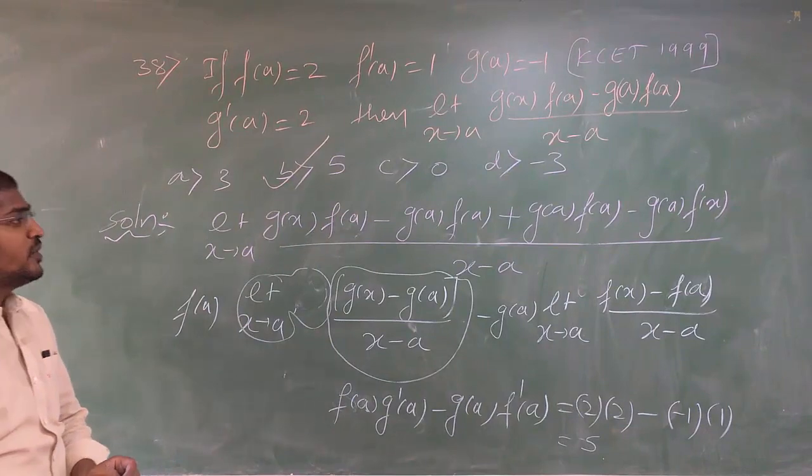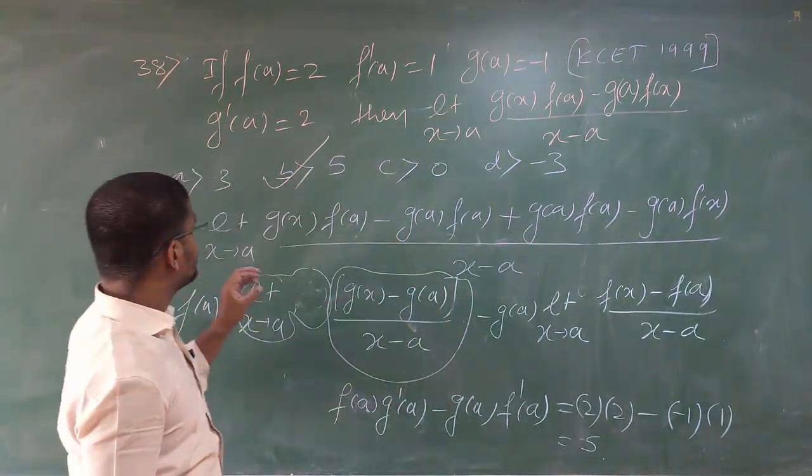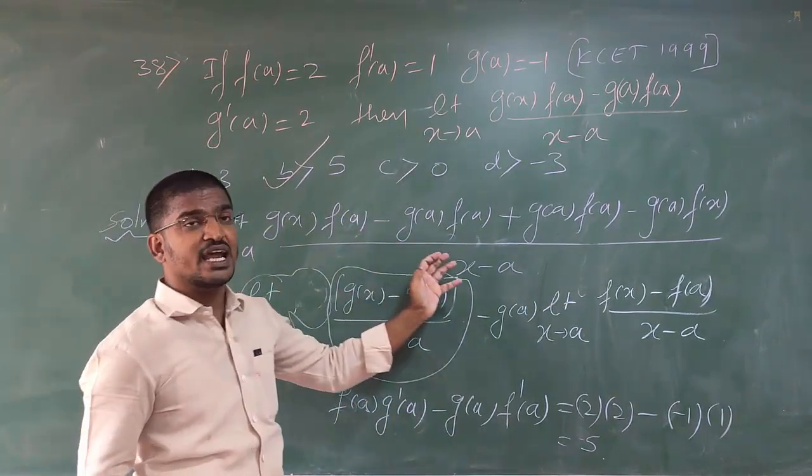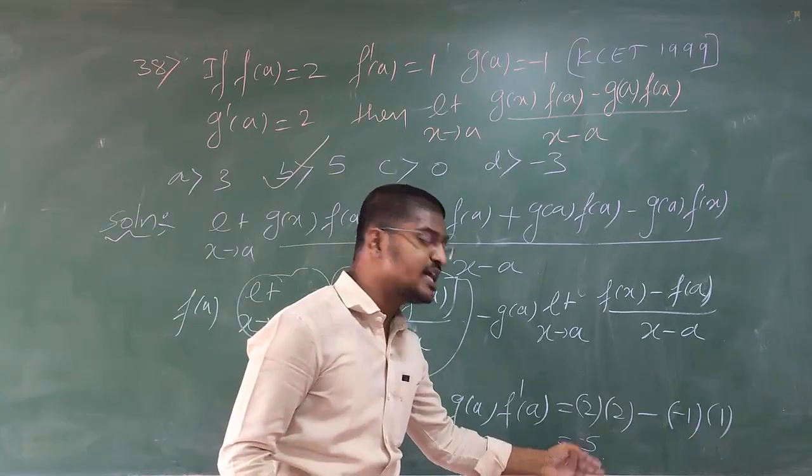Clear? So make sure that subtracting and adding is correct. After that, applying the limit is correct. Taking the common terms is correct. So that you are going to get the answer as 5.